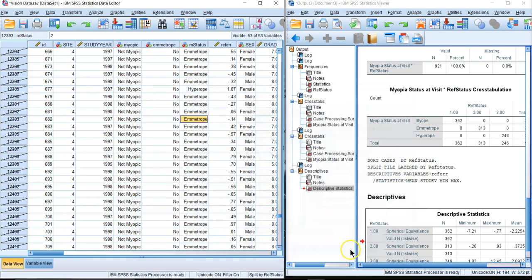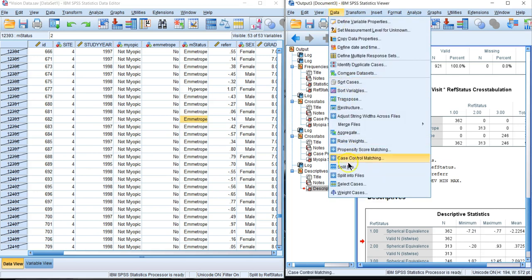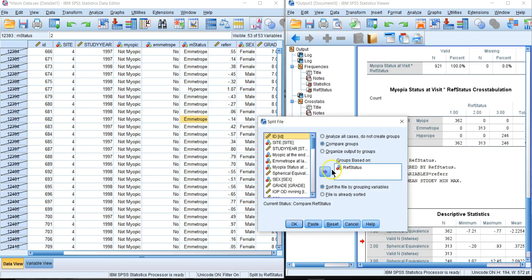Further, we have split the file. Notice there's a split file and a split into files. We want the split file. Split into files would let us make 3 separate SPSS databases based on how we split them, say refractive status. But here we have a split file. We're going to do it on refractive status. That way when we do our little statistics here, we will do it once for myopia, emmetropia, and hyperopia.